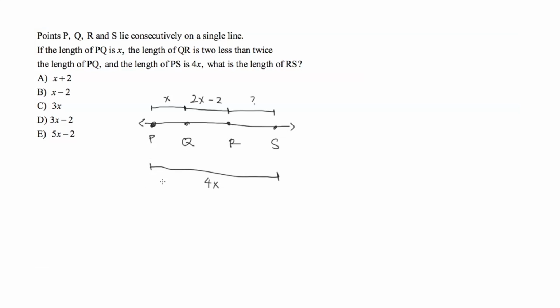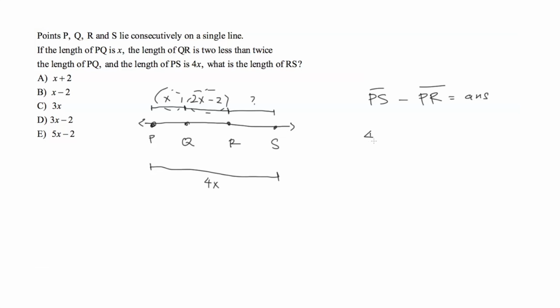Well, we know that this entire thing is 4x. That's what PS is equal to. We know that PQ is equal to X and QR is equal to 2X minus 2. So basically we can figure out the length of PR by adding these two together. Since we know what the length of PR is, we just have to subtract that away from 4x, the total, to figure out what RS is equal to. So we have PS minus whatever PR is, and that would give us our answer.